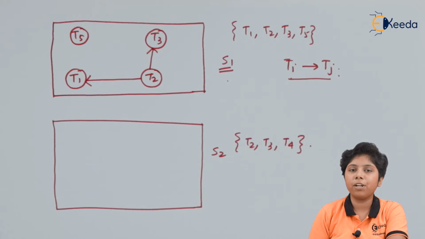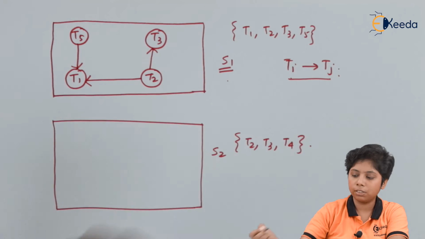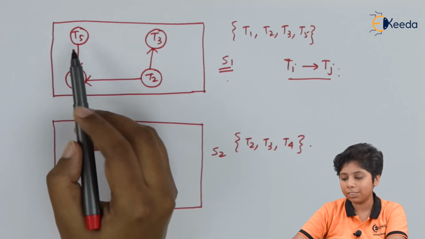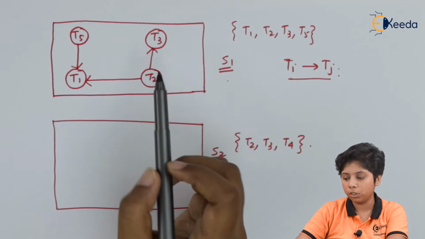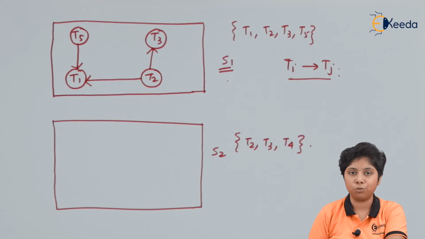Now T5 requests a resource which is held by the transaction T1. So now T5 waits for T1. So we can see that T1 is holding a resource which is needed by both T5 and T2, and T3 is holding a resource that is needed by T2.